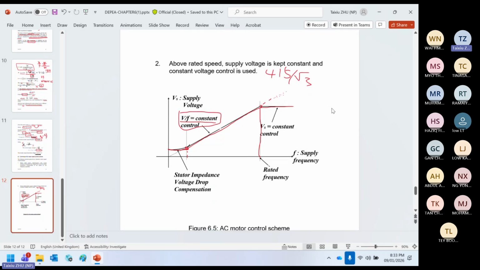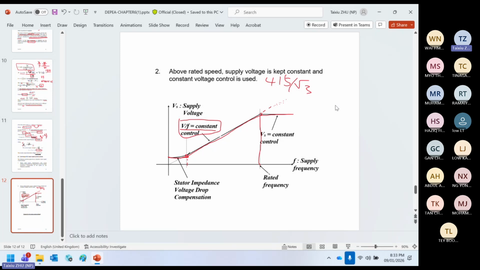Okay, so now I stop the recording. Now we take a break, now it's 8:30, because I finished the lecture already. In the following time, I will go through some tutorial questions, so you have a better understanding of what V over F constant control is. Is that okay? Because the lecture slides are actually quite theoretical, a little bit abstract.